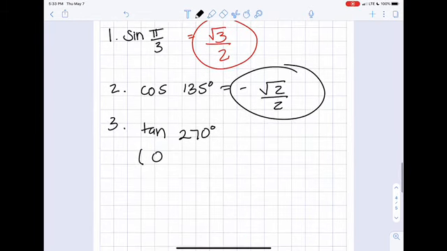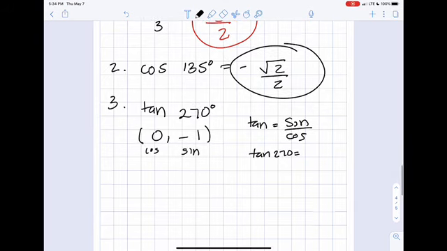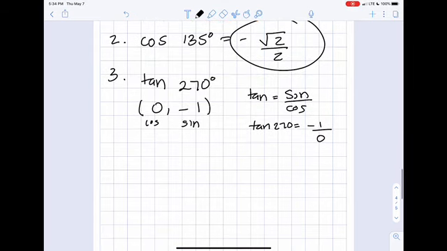The coordinate point, 0, negative 1. We know that this is cosine, this is sine. Tangent is equal to sine divided by cosine. So I'm just going to substitute this in. So this is negative 1 divided by 0. Now, can we have this 0 in the denominator? No. So that means that the solution is undefined.